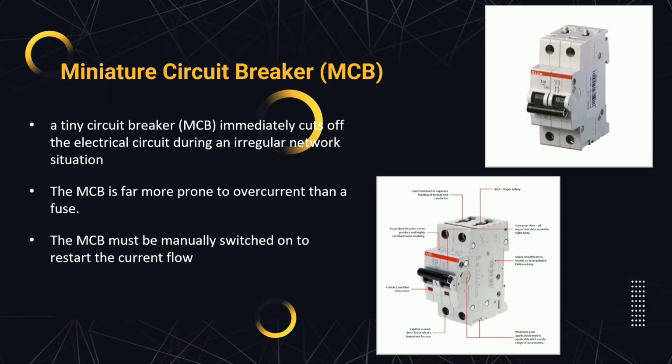Second component is miniature circuit breaker, MCB. In both overload and defective conditions, a miniature circuit breaker, MCB, immediately cuts off the electrical circuit during an irregular network situation. When a continuous overcurrent passes through the MCB, the bimetallic strip is heated and deflected by bending. The circuit breaker contacts are opened and the MCB turns off when this mechanical latch is linked to the operating mechanism, preventing current from passing across the circuit.